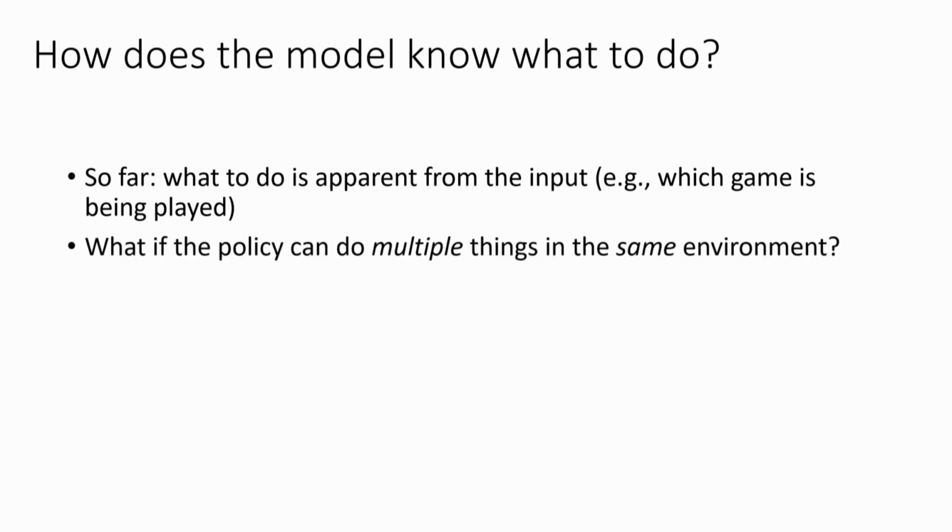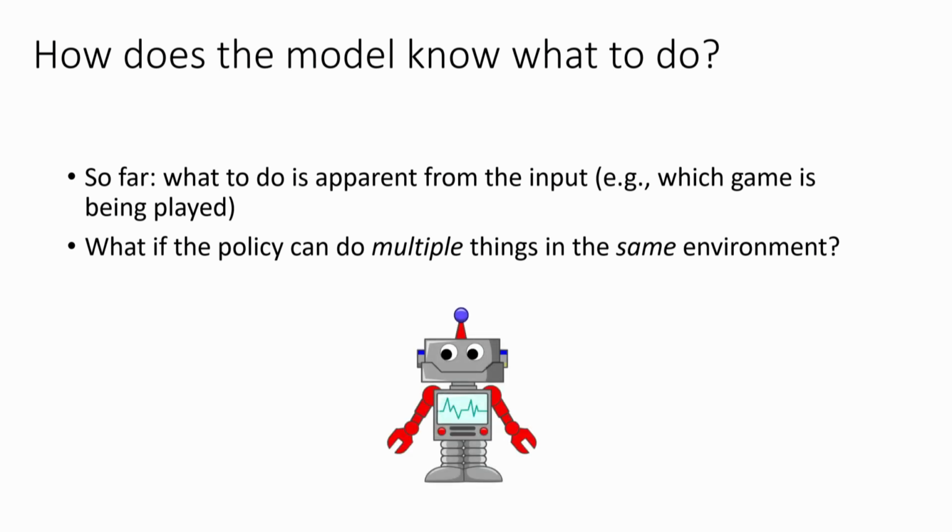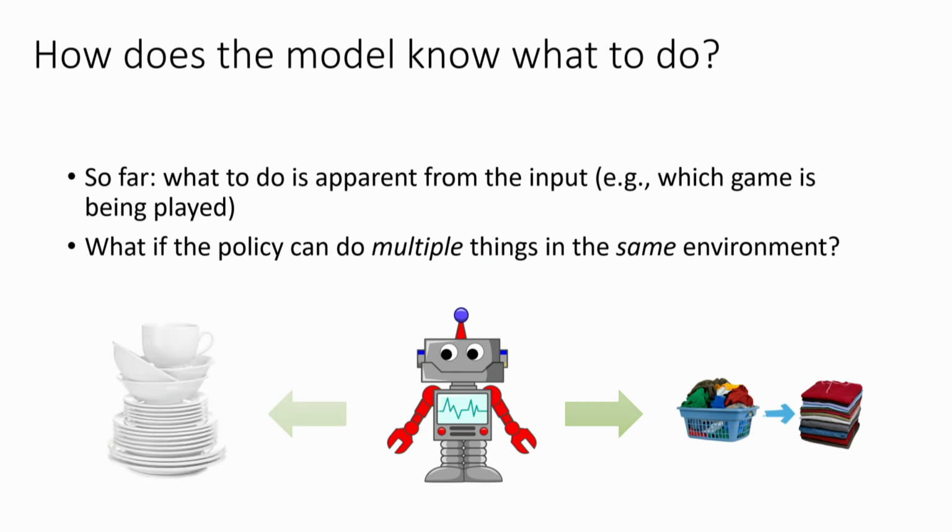Sometimes you might want a policy that does multiple different things in the same environment. So if you have a robot, and that robot sometimes needs to do the laundry, and sometimes it needs to go do the dishes, it can't just tell what it's supposed to be doing directly from its observations. So we have to somehow modify the process to make it aware of which task it's supposed to be solving.